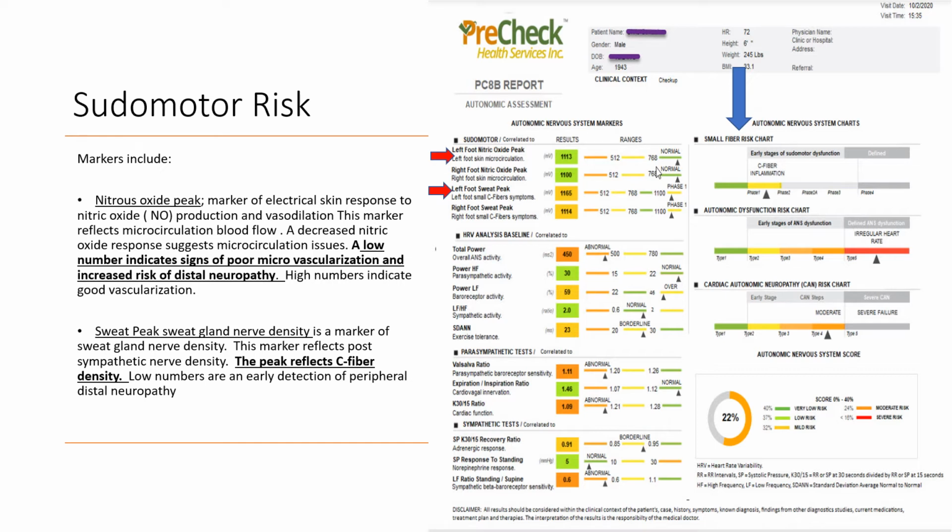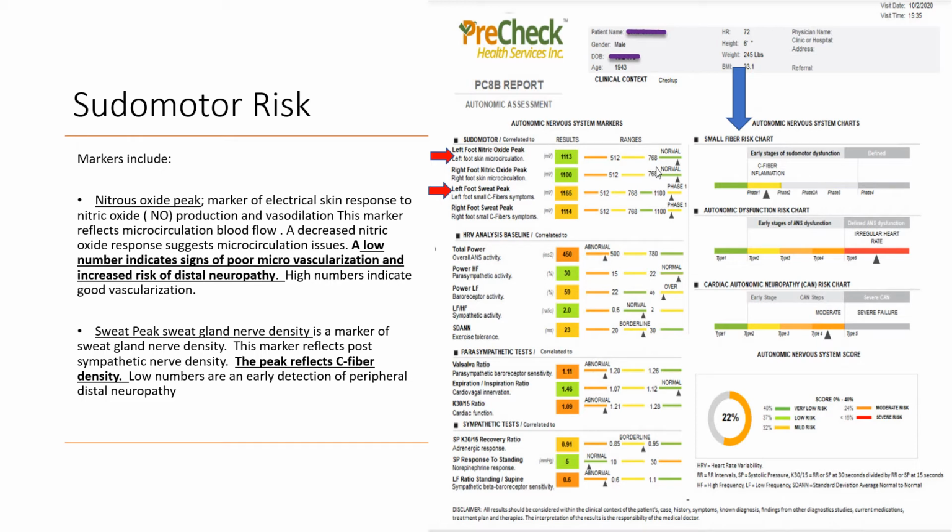The nitric oxide peak is a marker of the electrical response to the production of nitric oxide vasodilation. I should add that this test is a small stimulation. A decreased nitric oxide response suggests microcirculation issues. A low number suggests that you have poor microvascular circulation and increased risk of distal neuropathy. The peak sweat gland nerve density also reflects C fiber neuropathy. Low numbers are used as an early detection of peripheral distal neuropathy.